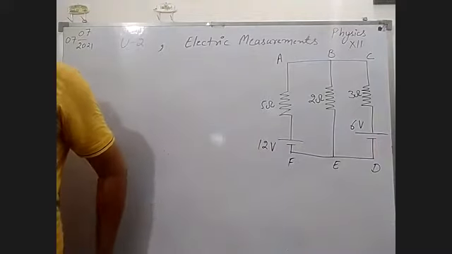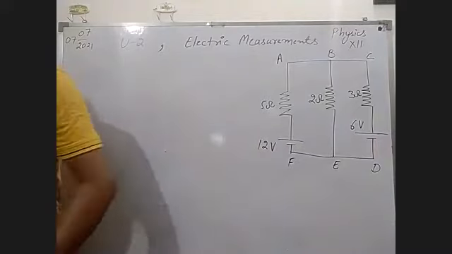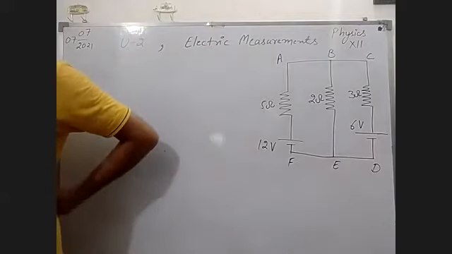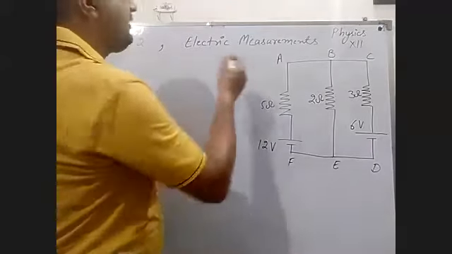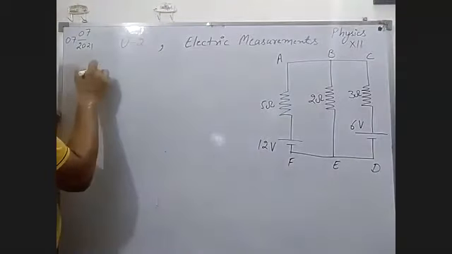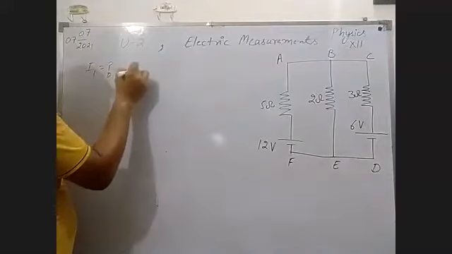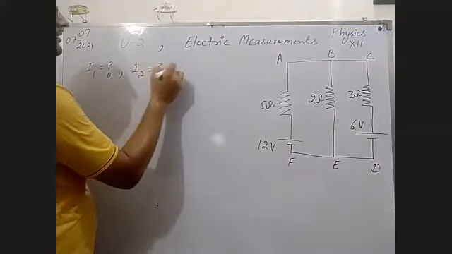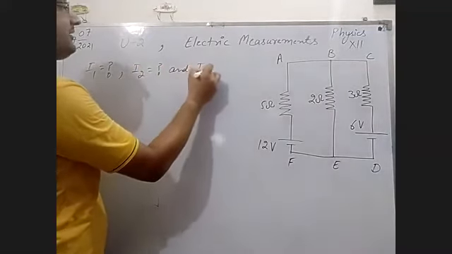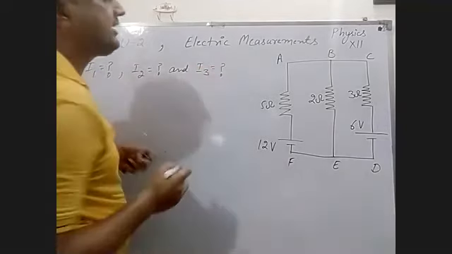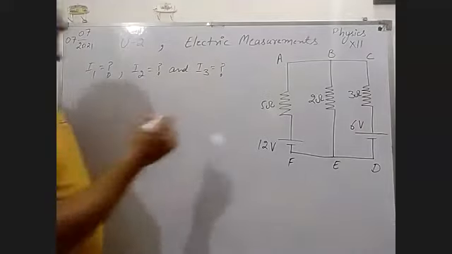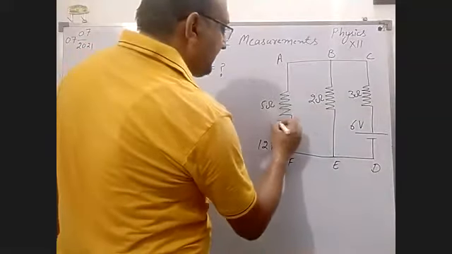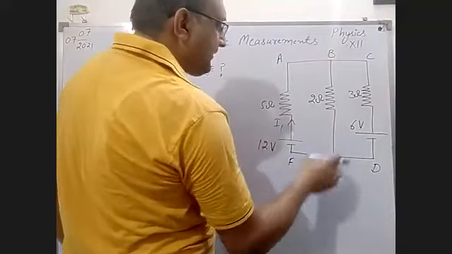In this, you have to apply Kirchhoff's first rule, second rule, and then you have to calculate here the value of I1, I2, and I3. How can you calculate these values? One thing is also there, current. Yes, from this battery, current I1 is there.